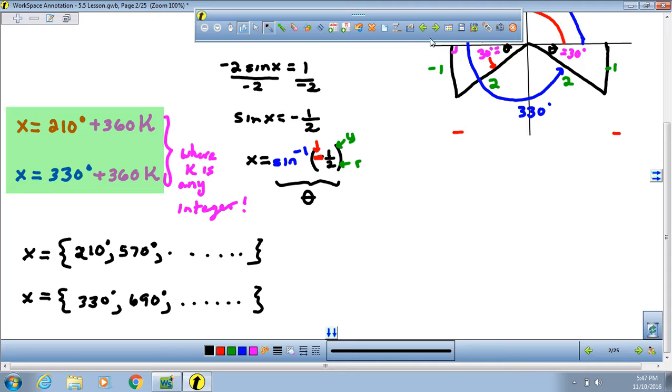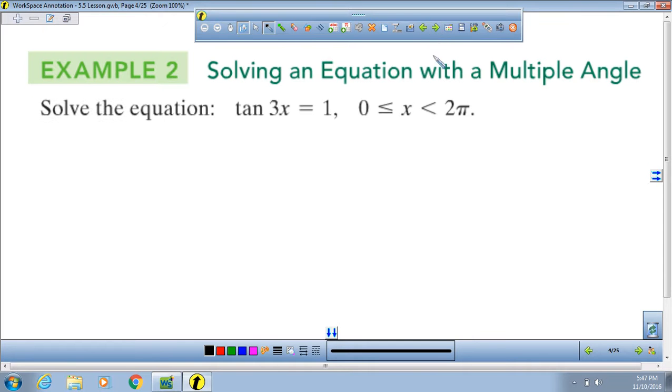Now we're going to be more specific for the following questions. I'm going to ask you to give me all of the solutions, for example, between 0 and 360, or between 0 and 540, or between 0 and 720. Let's start with this one.